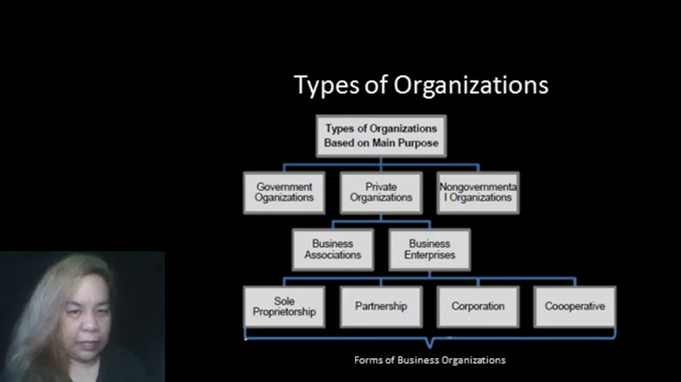The illustration presented now on your screen are the different types of organizations. Organizations can be classified according to the main purpose for which they were created. So we have government organizations, private organizations, and non-governmental organizations. For private organizations, we have business associations and business enterprises. Business enterprises may come in different forms depending on the form of business organization. We have sole proprietorship, partnership, corporation, and cooperatives.